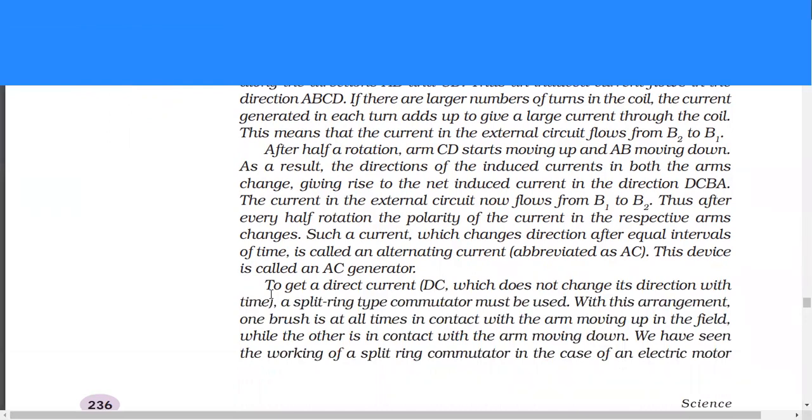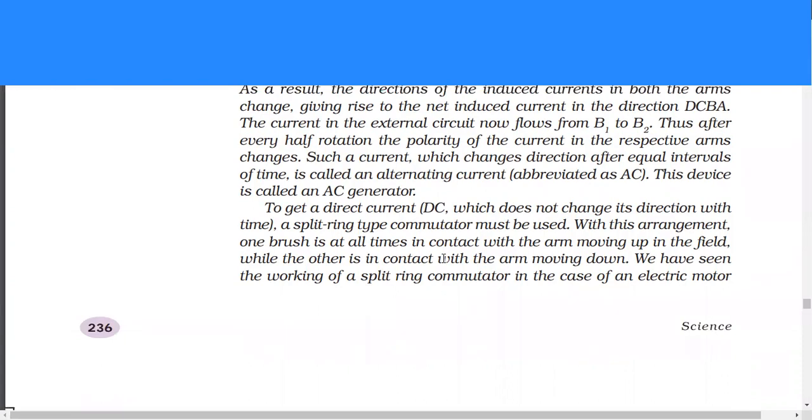Thus, after every half rotation, the polarity of the current in the respective arms changes. Such a current which changes direction after equal intervals of time is called an alternating current. This device is called an AC generator.